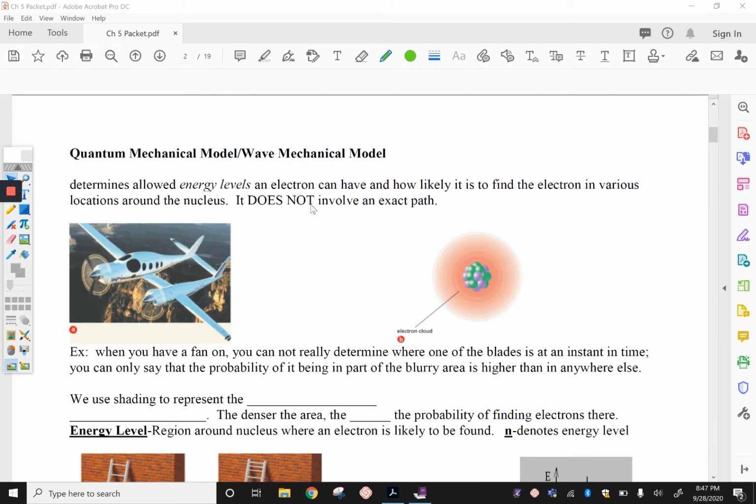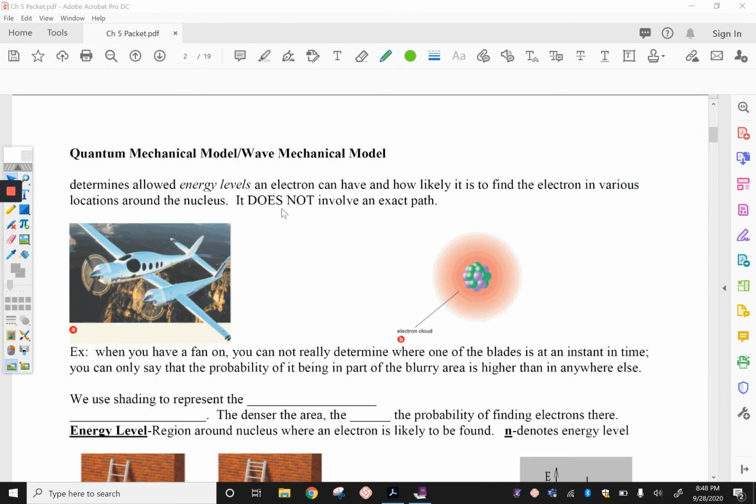One main difference between the wave mechanical model and Niels Bohr is the idea that the electrons, like I said, behave like waves. The other main thing is that Niels Bohr thought that these electrons in these energy levels kind of orbit around in a certain path. In the wave mechanical model, we do not know what the exact path is or even what the exact location of the electron is. All we can do is calculate the probability of finding an electron somewhere in the atom.